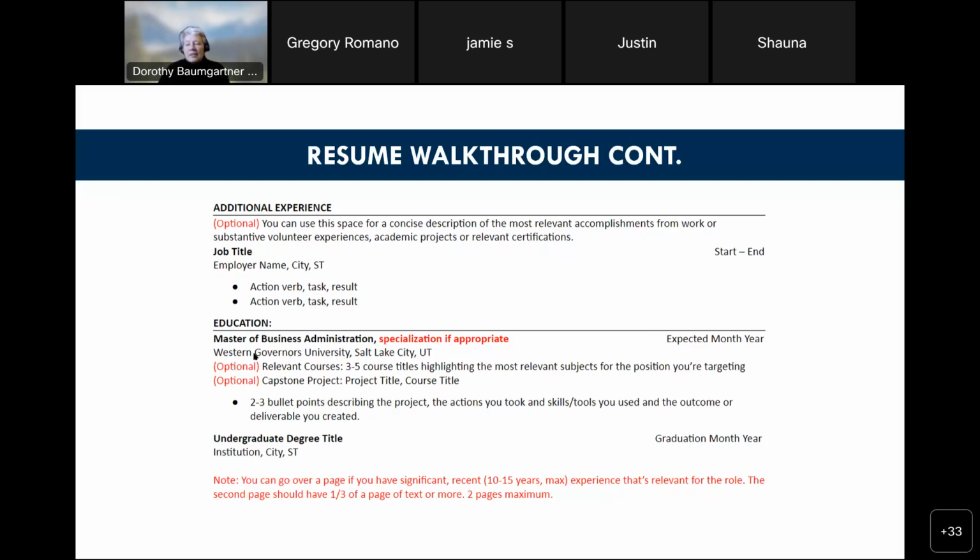And then you list university name and city, state. That should be included. Now, if you're an older person and you have previous degrees, you may not want to list the dates. One of the realities is it's illegal, but everybody admits that it happens. Age bias is a thing. So you want to be conscious of that as you make choices about including things on your resume.